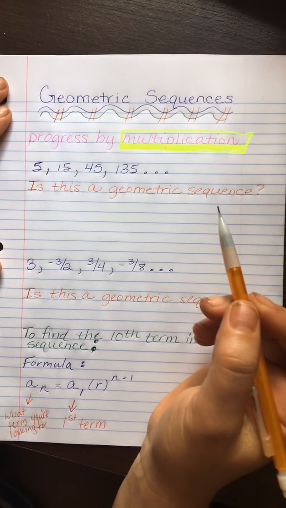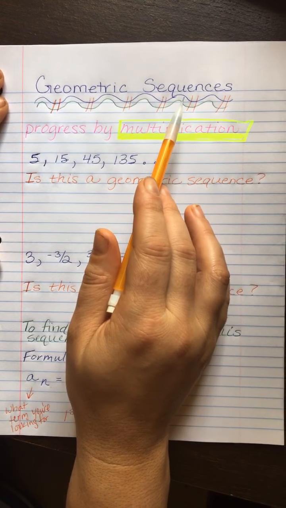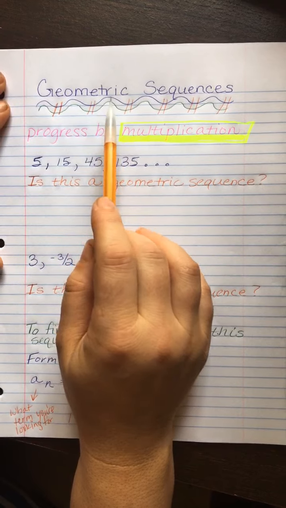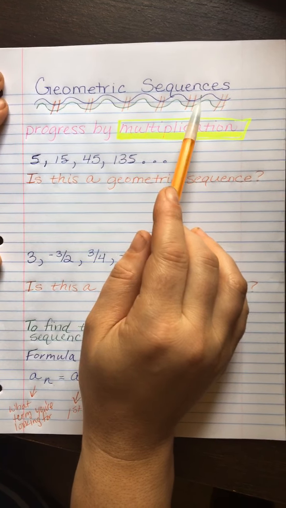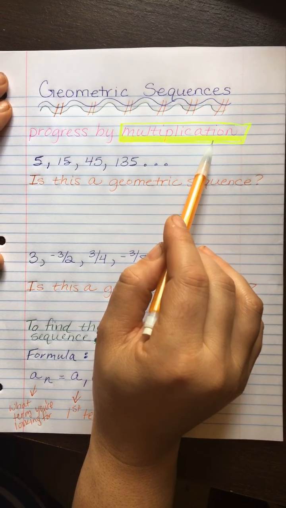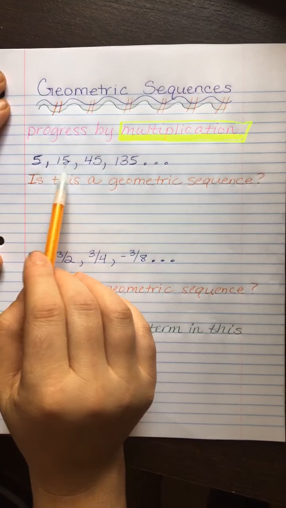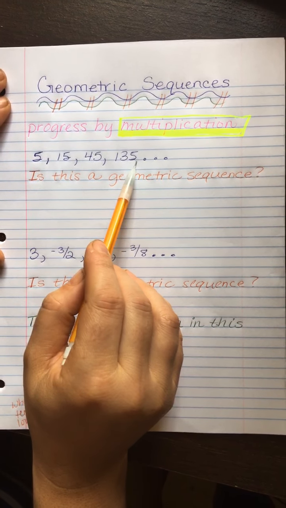So today we're talking about geometric sequences. And actually, this is not so bad. What we need to know about geometric sequences is that they progress by multiplication. That is really important. So let's look at a series of numbers: 5, 15, 45, 135.